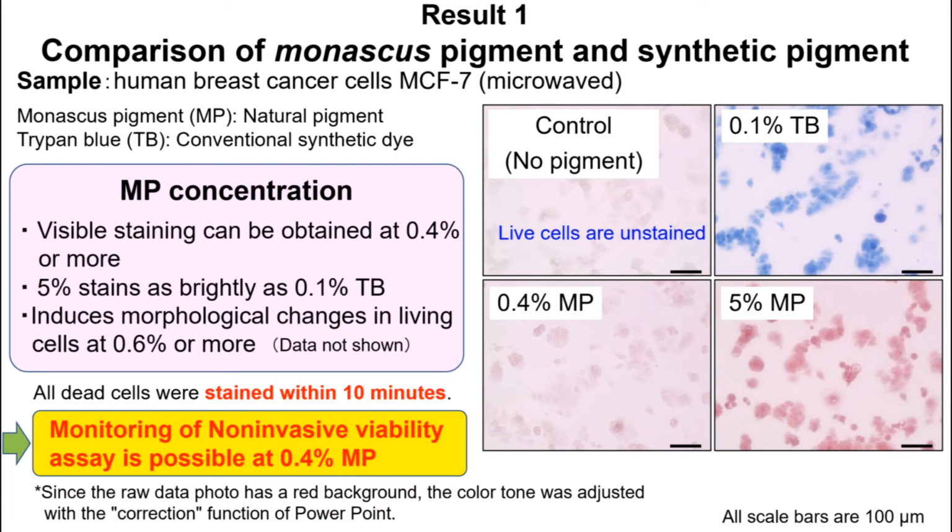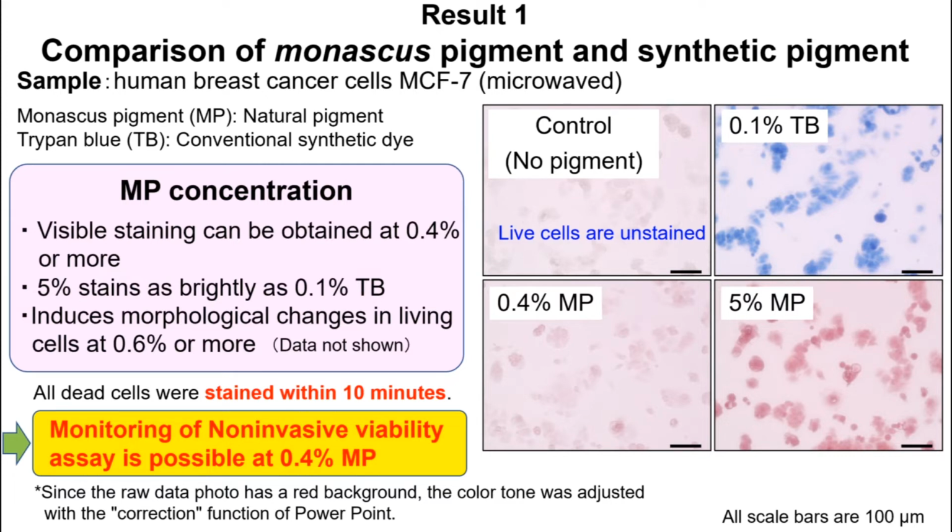Here is the result. Concentration of monascus pigment above 0.4% gives visible staining. 5% monascus pigment stains as strongly as 1% trypan.